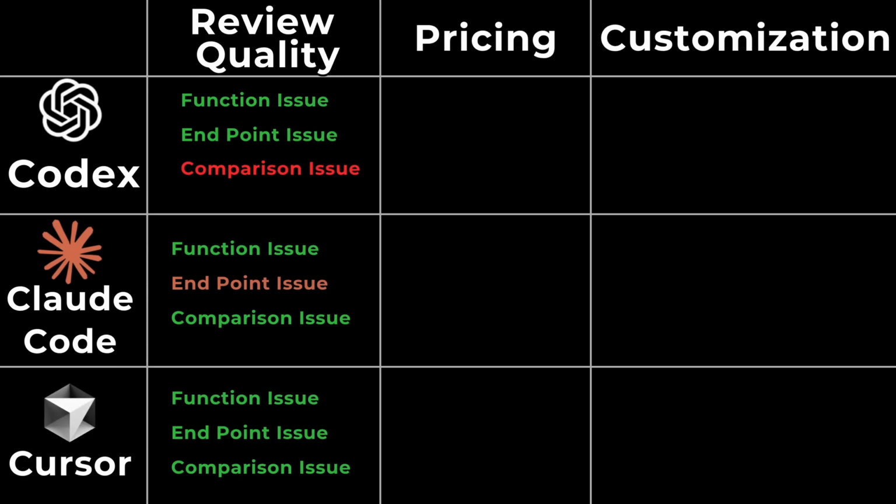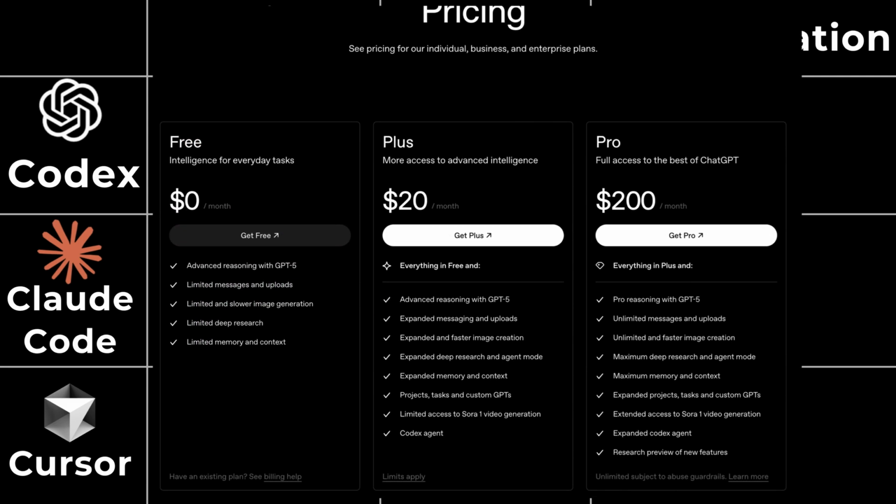First of all, all three tools are only available on paid plans. Codex says it has limits, but they don't actually mention what those limits are. With the Plus plan, you can review only your own pull requests. If you want to trigger reviews for other people's PRs, you'll need the Pro plan.